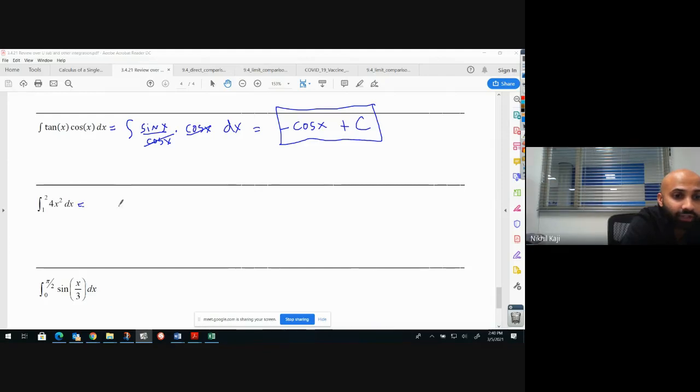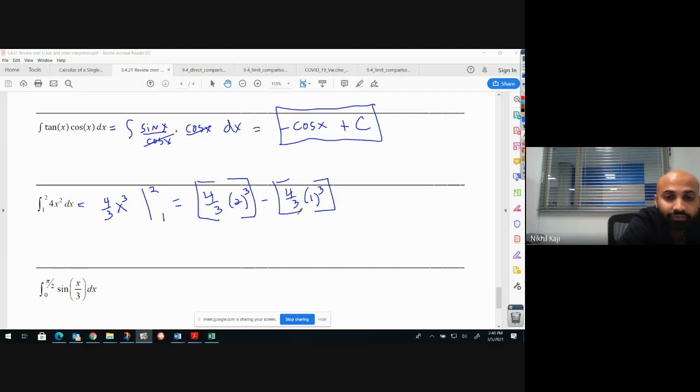Next one, add 1 and divide. We don't need a plus c because we have bounds. Plug them in and go from there. And here I won't simplify it because I don't have to, but if you wanted to, that was 8, 32 over 3 minus 4/3, which would be 32 minus 4, which would be 28 over 3.